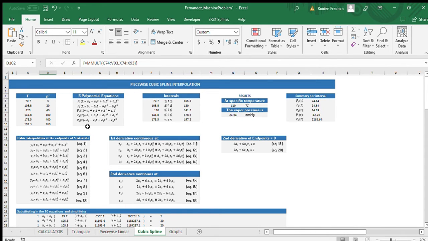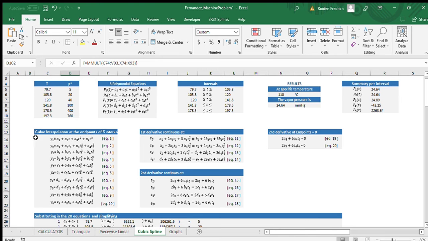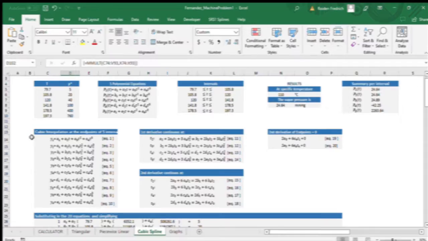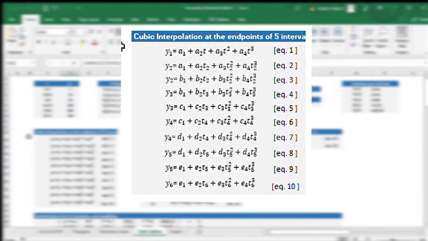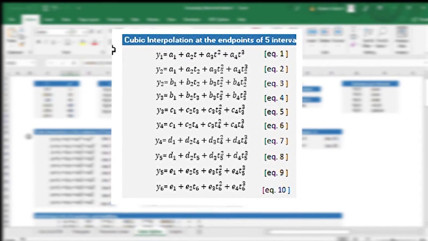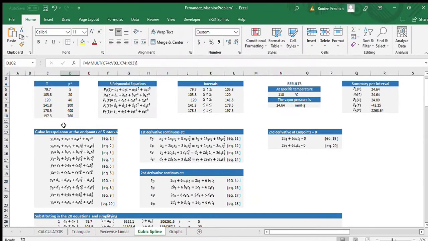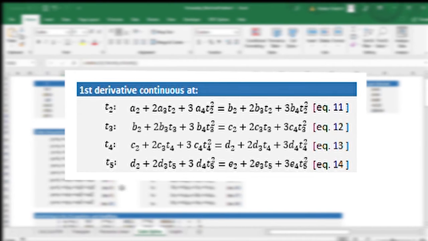But first, we need to derive the 20 equations. Requiring the first, second, third, fourth, and fifth cubic to interpolate the data at the endpoints of the 5 intervals, we will have 10 equations. Requiring the first derivative of the interpolating functions to be continuous at t2, t3, t4, and t5, we will have 4 equations.